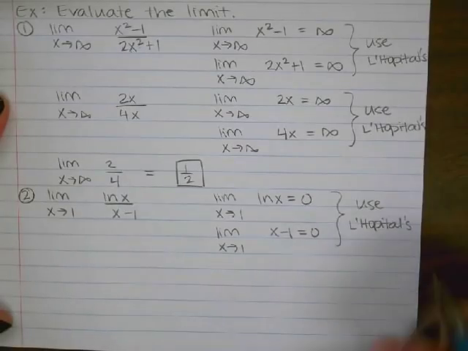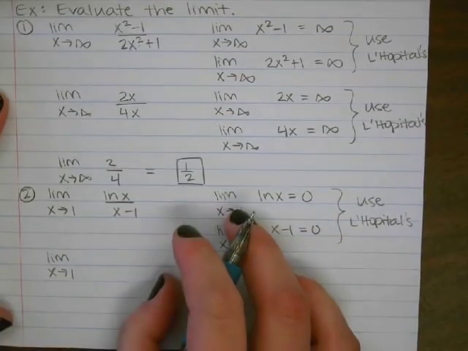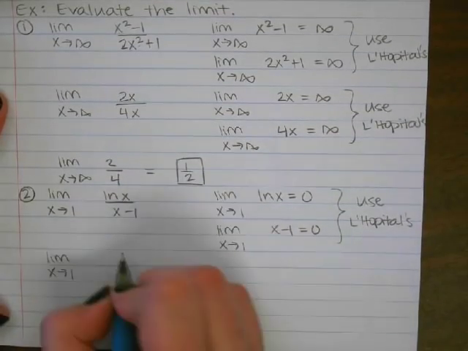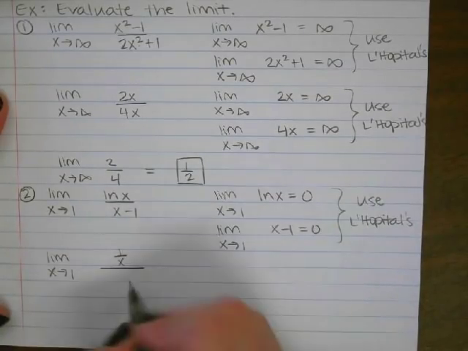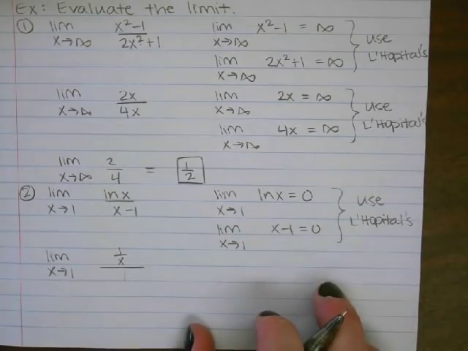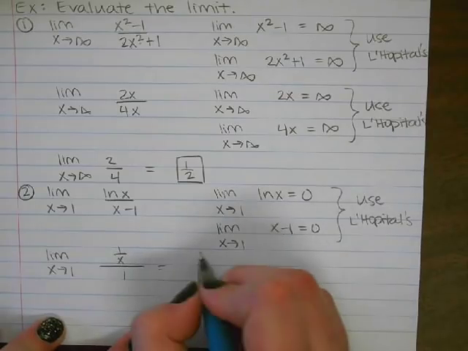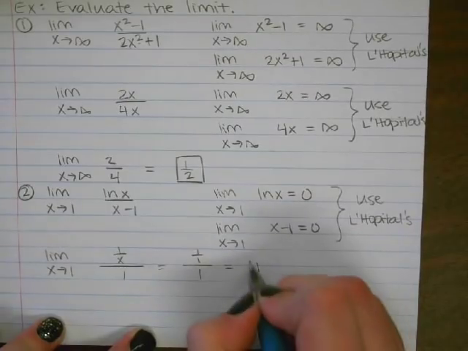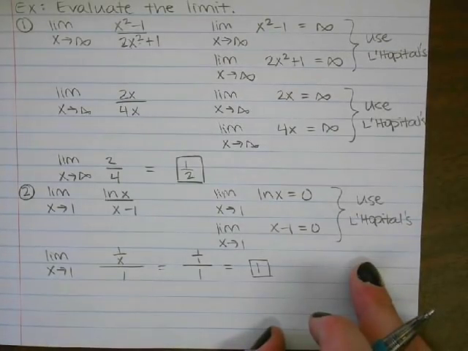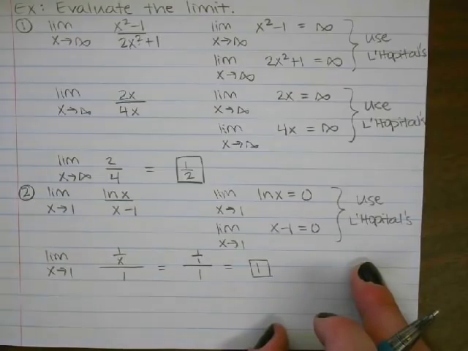Okay, so we're going to take the derivative of the top and take the derivative of the bottom. So the derivative of ln x is 1 over x. The derivative of x minus 1 is just 1. And now I'm going to think about that direct substitution again, and I can actually do the direct substitution. So I would have 1 over 1 divided by 1, and that just equals 1. And so that is our limit for the second example. All right, let's do a third example.